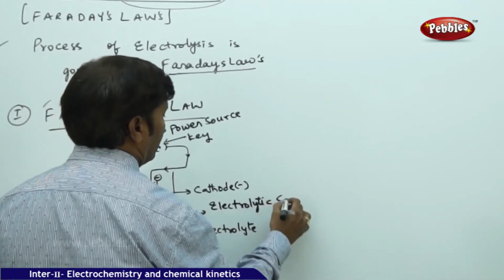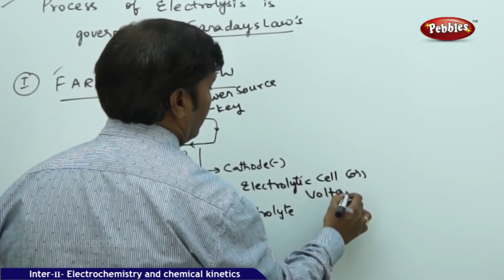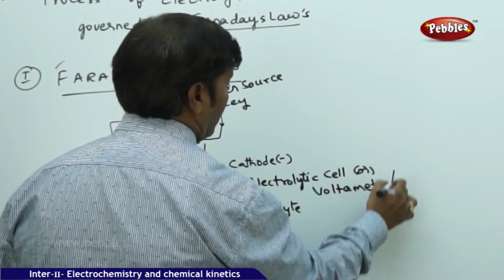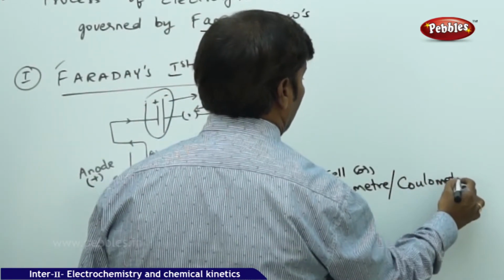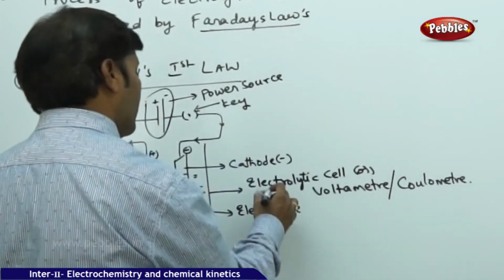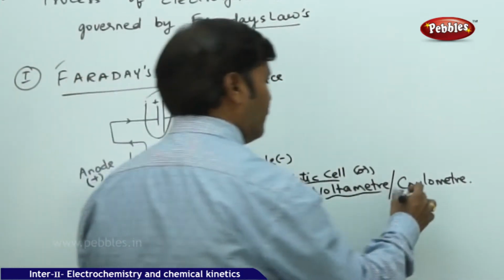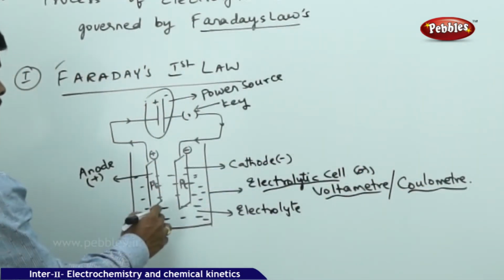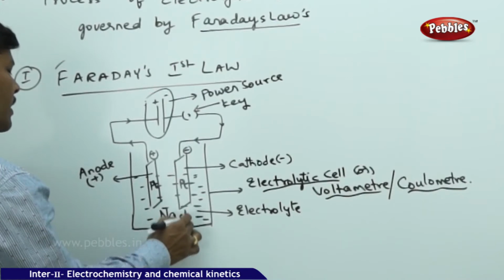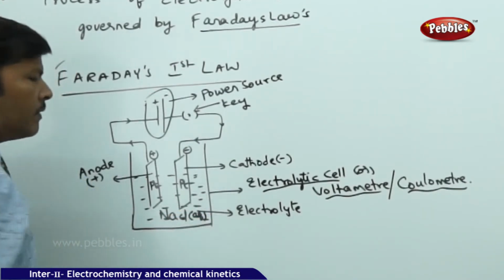This is the electrolytic cell, or voltmeter, or sometimes we also call it a coulometer. Different names are given: electrolytic vessel or electrolytic cell, voltameter or coulometer, whatever, fine. So here the electrolyte is NaCl. Suppose I am taking NaCl that is fused or aqueous, you can take any one of the electrolytes.